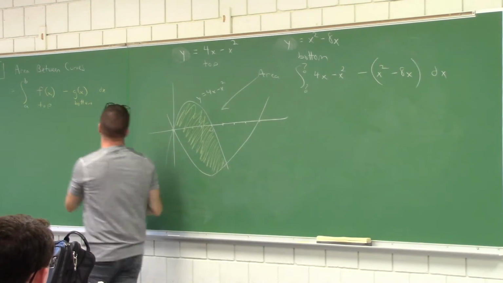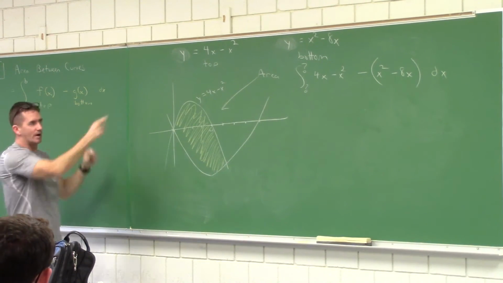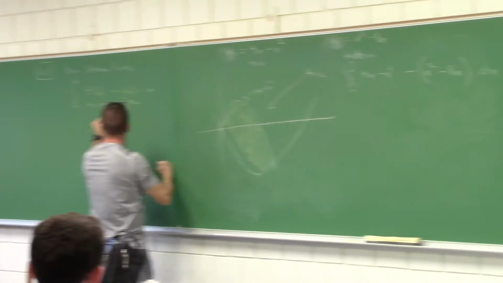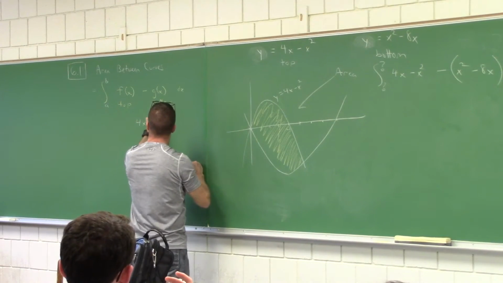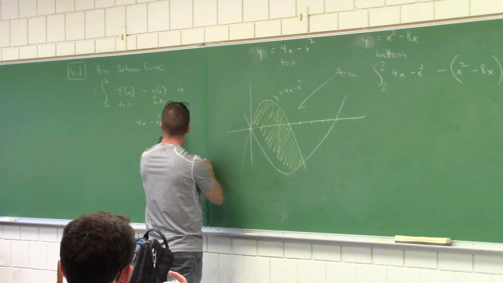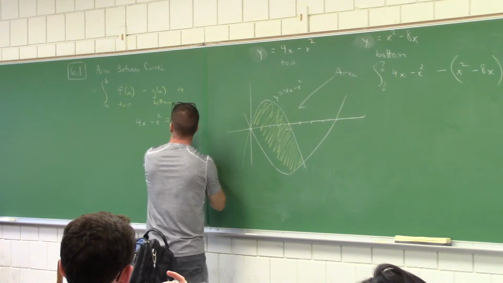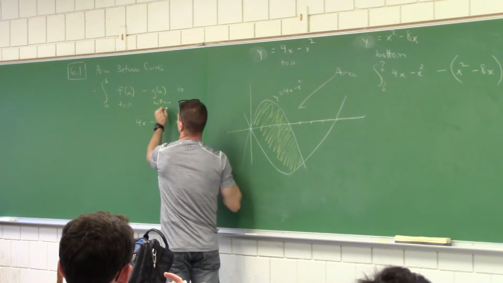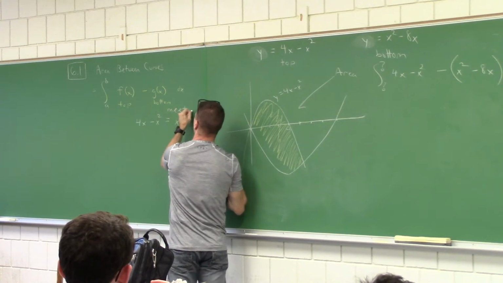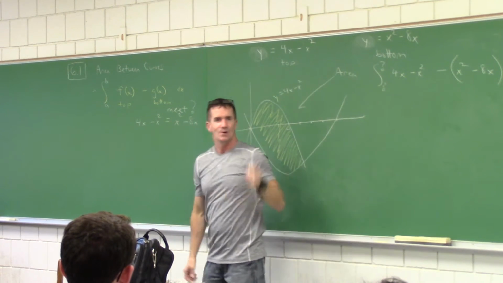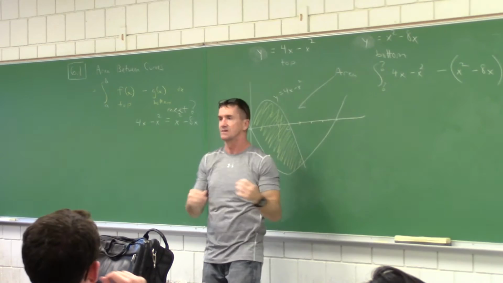So, does it show over here? All right, so I'm going to do it right here. Where does 4x minus x squared equal x squared minus 8x? I'm doing this to find where they meet. So I'm just going to put it on top of this. Meet, question mark. Where do these two things meet each other?